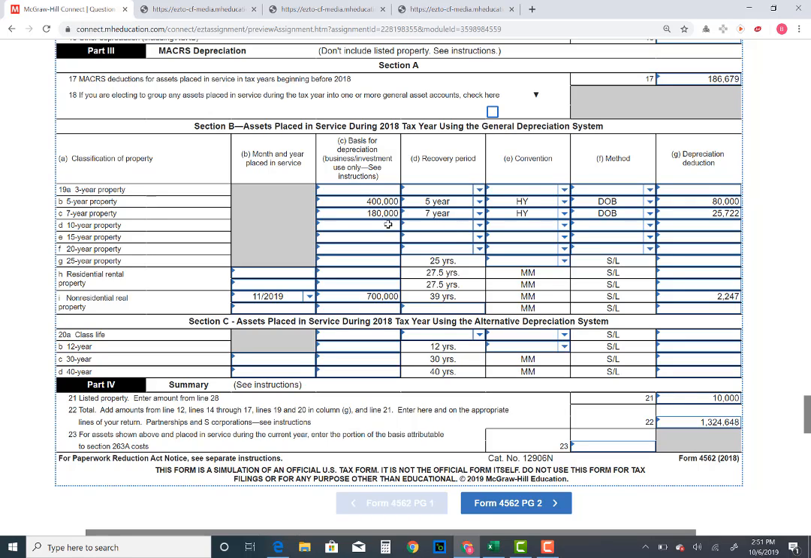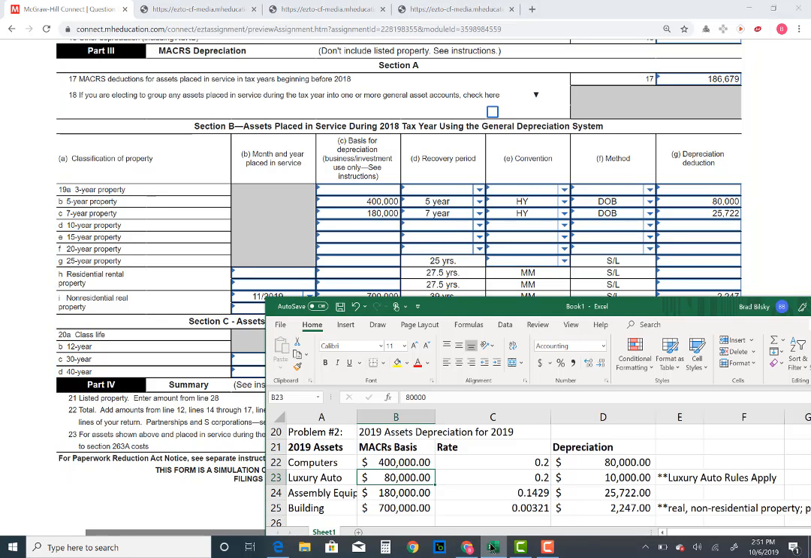All right, so you put that 400,000 there, and we just repeat the information we calculated before. Half-year, double declining balance, 80,000. We do the same thing with the 7-year property we have. So we have 180 there in 7-year property. I notice that's our assembly equipment.